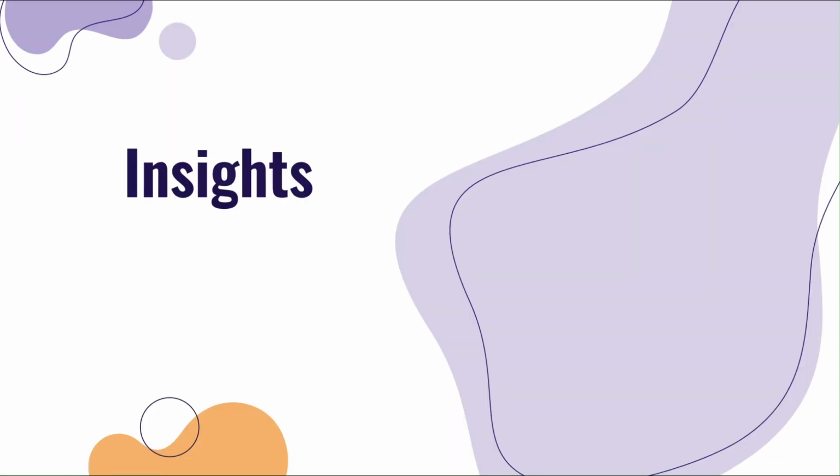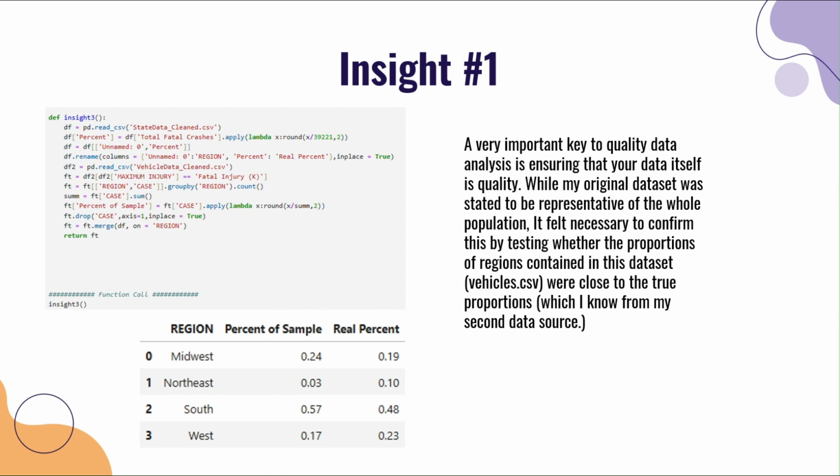So, with all those data sets, I made some insights. The first thing I wanted to do, though, was make sure my data was representative. I know I said previously that the first vehicles.csv dataset was representative, but I think it's very important when ensuring data quality to check that it actually was. So I figured out what percent of the sample was in each region and compared it to my second data set, which had the true percentages, to figure out whether it was representative. As we can see here, most of the percentages are relatively close, certainly nothing that would make me believe that it was not representative.